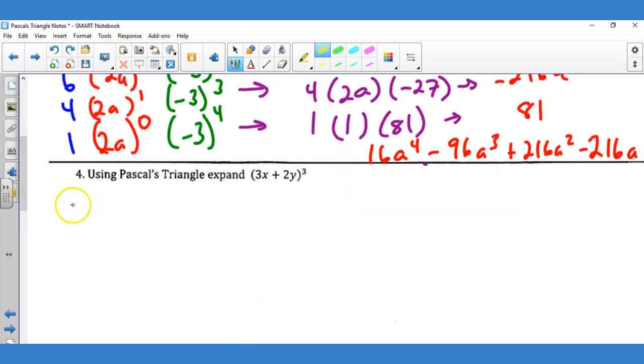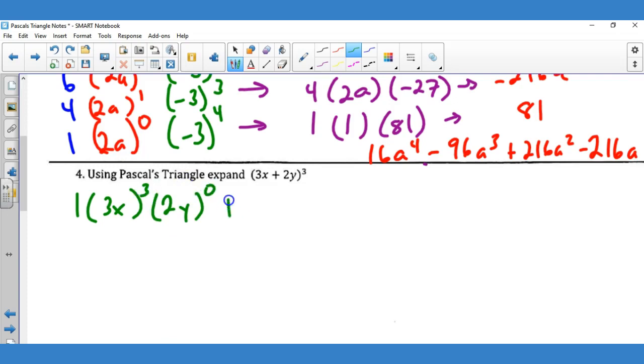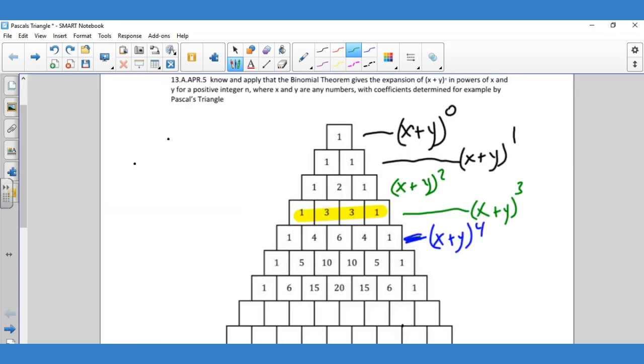So when we do that, we have 1, oops, that's the highlighter. We don't want that feature. There we go. We have 1 times 3x. And we see how this is 3. So we start with cube. And then we have 2y. Remember, we start that with 0. So 3 and 0. Then we have 3 again, the next coefficient. 1, 3, 3, 1.